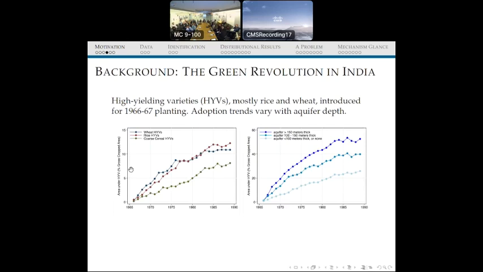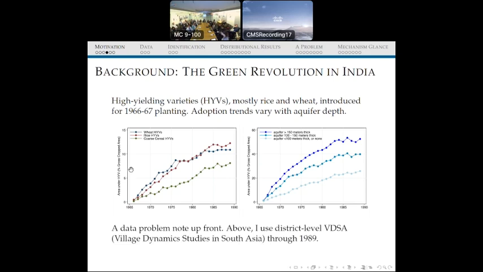They were adopted most quickly, with the steepest trend, in the districts that had really thick aquifers that were good for irrigation, and less steeply in the districts that had less potential for irrigation, though they're still obviously adopted. A data problem of note, not even the problem that I'm going to point out, a different one: I used district level VDSA data, the Village Dynamic Studies in South Asia, apportioned back to the 1969 districts for part of this analysis.